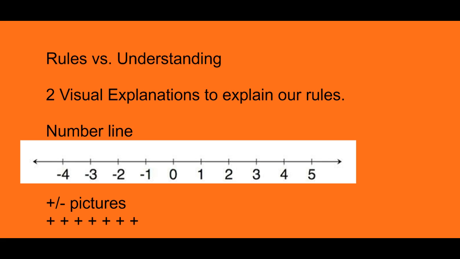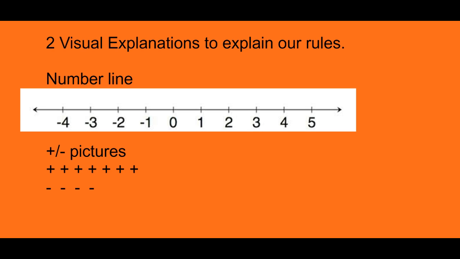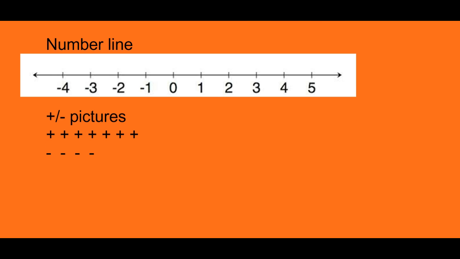The first one is going to be a number line, and a lot of you were taught that way. We'll use our standard number line where 0 is in the middle and you have positives on the right and negatives on the left. Our other method is going to use some plus or minus pictures. These might be unfamiliar to some of you, so I want you to take a minute here.